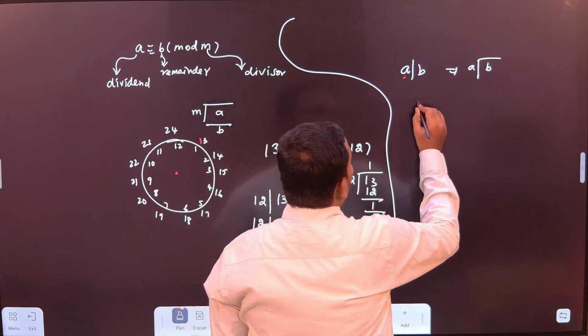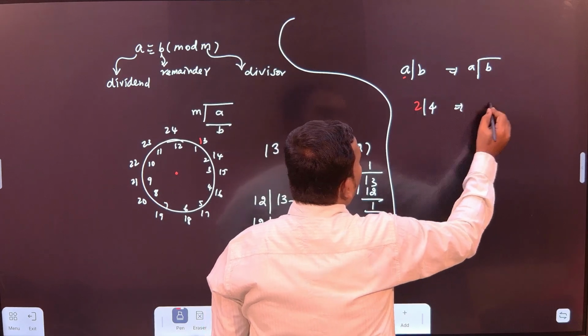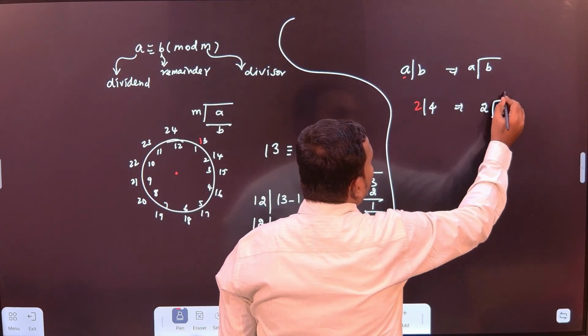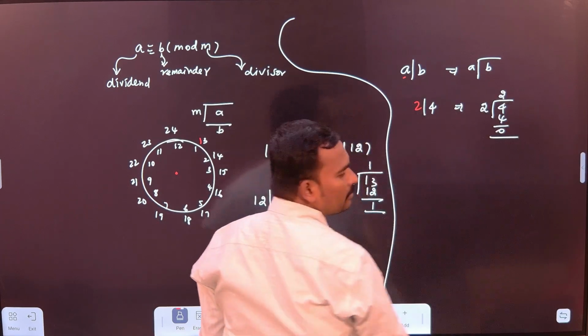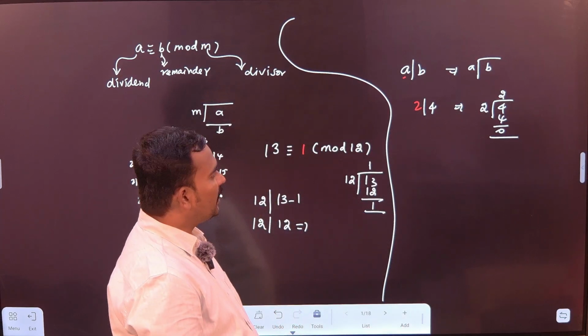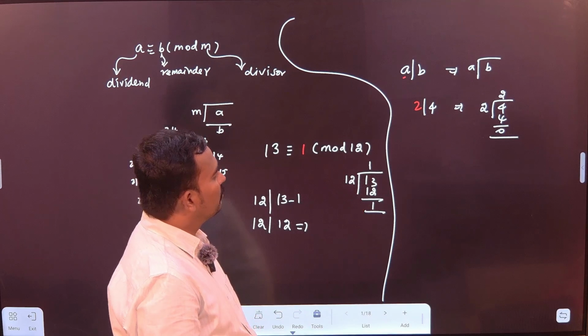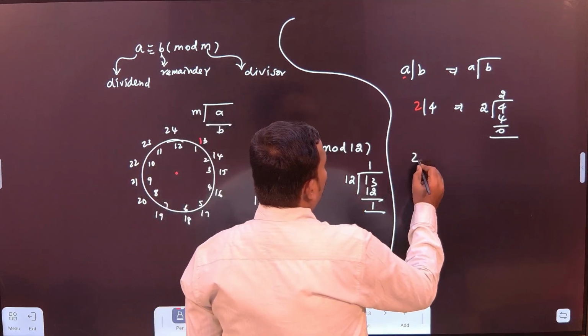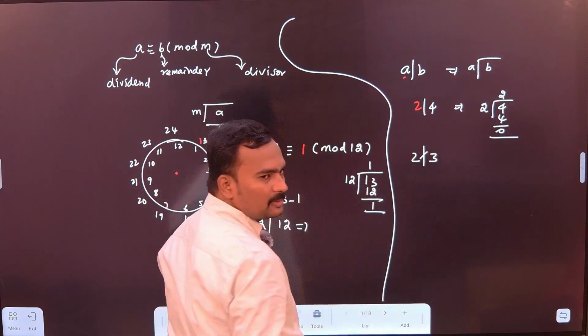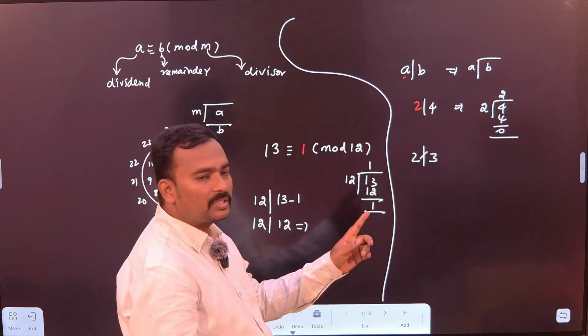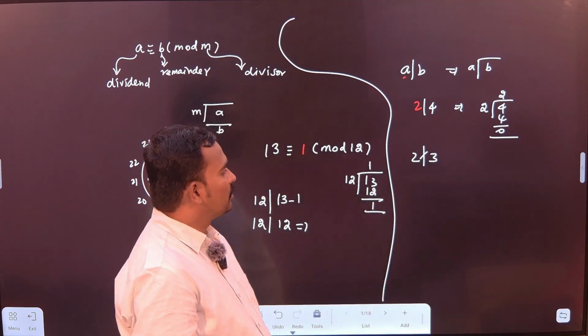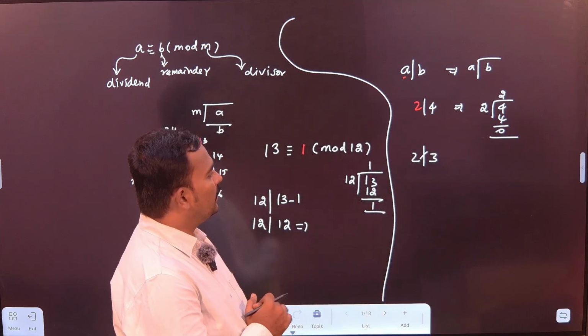Let's take 2 divides 4, right? When 4 is divided by 2, 2 times 2 is 4, remainder is 0. So the number is completely divisible means the remainder is 0. Let us take 2 does not divide 3, because you get 1 times 2, the remainder is 1. So it is not completely divisible.